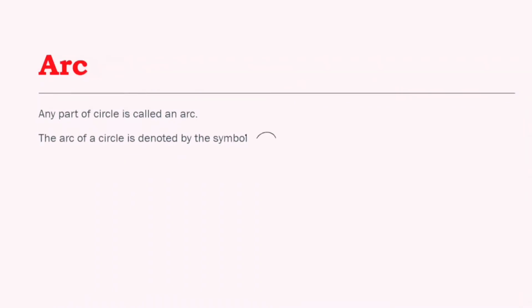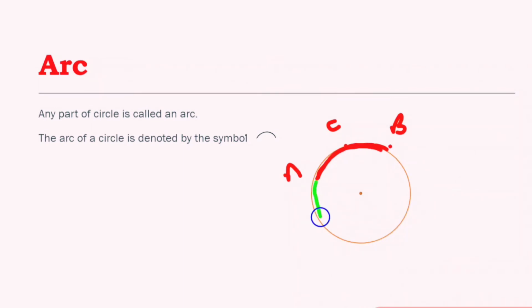The next term is arc. Any part of a circle is called an arc. The arc is denoted by this symbol. Now this is a circle, this is the center of the circle. Now this is called the arc of the circle. Here this point is A, this is C and B. This portion is called a minor arc and the remaining portion is a major arc of the circle.